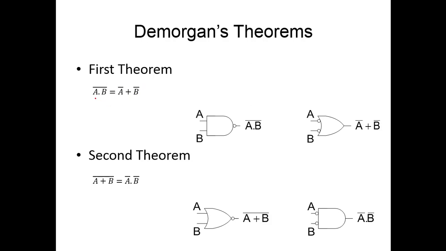It means that if we have an AND gate which is connected to A and B terms, and we take the AND operation and then apply an inverter at its output, which actually makes it a NAND gate, this is equal to an OR gate whose inputs are inverted.